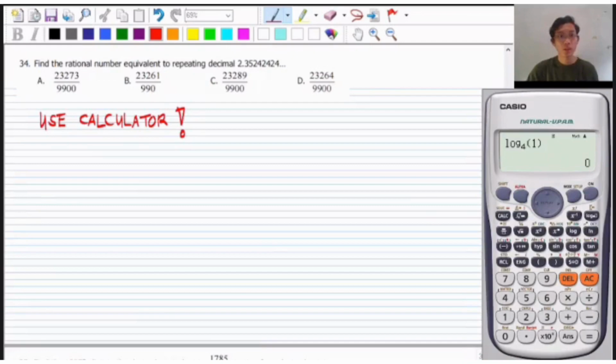So, 233 over 99, divided. 2.352424. So, final answer will be letter C. Okay, next item tayo, number 35.